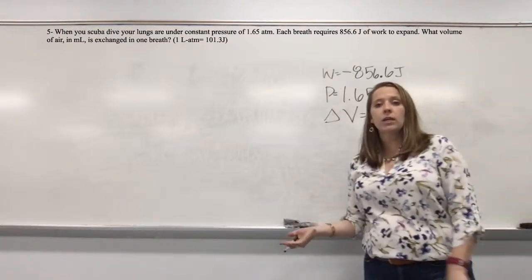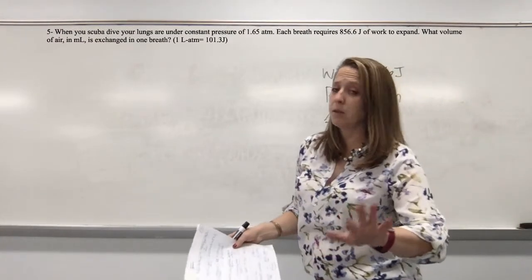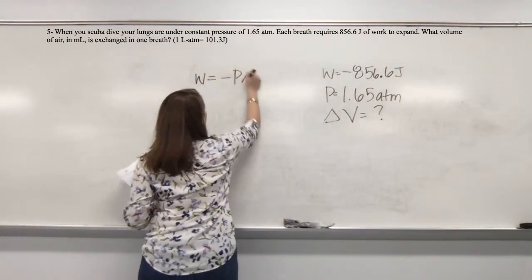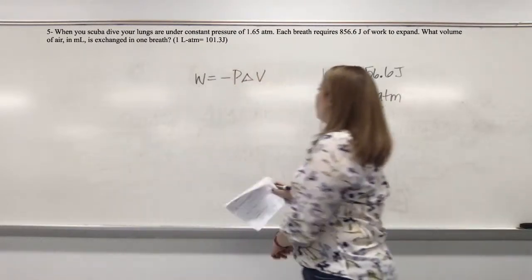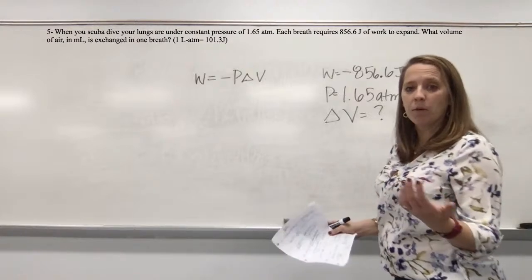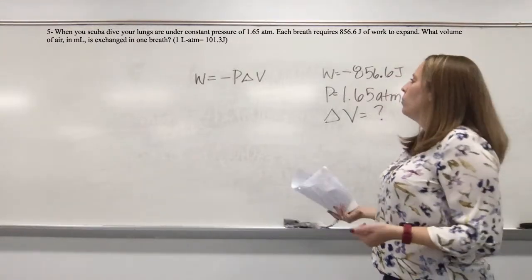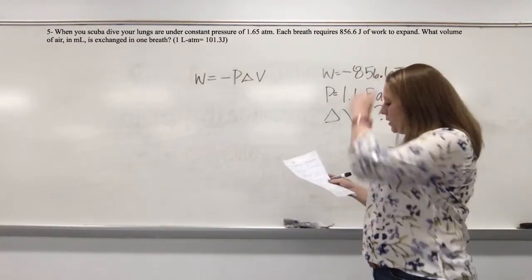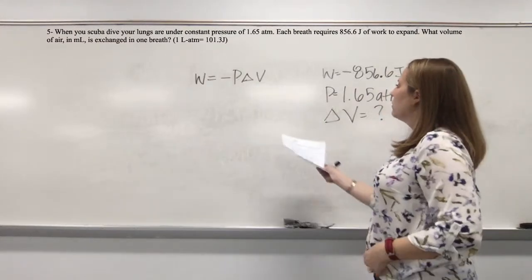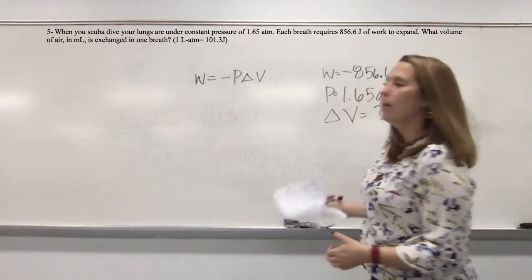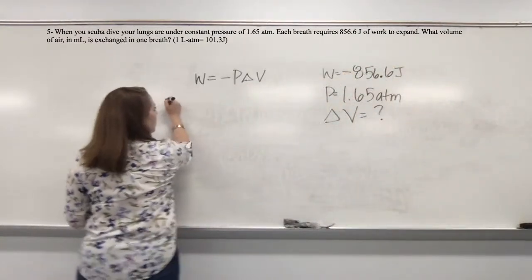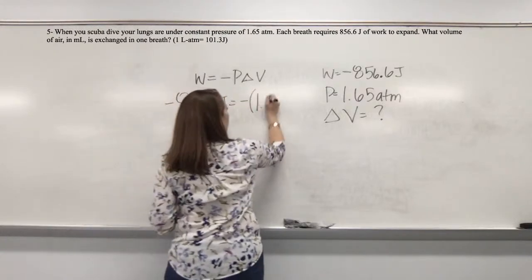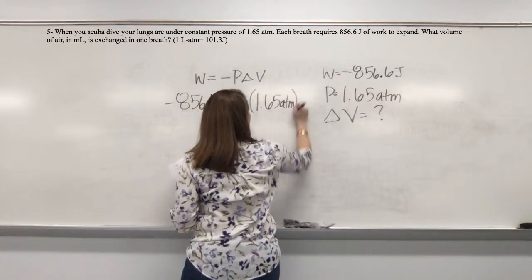On the equation sheet, or if you memorize the equations, which you definitely don't have to, I will give them to you, we're looking at work equals negative P delta V. A lot of times what we see is we solve for work: how much work does it do? But in this case, our scuba diver's underwater, and it's asking how much displacement is happening. So we have work equals negative P delta V. Let's just see what happens. We start with negative 856.6 joules equals negative 1.65 atmospheres times delta V.